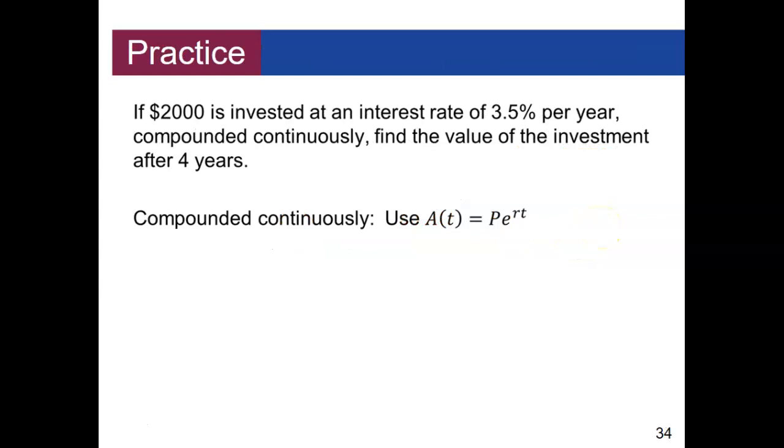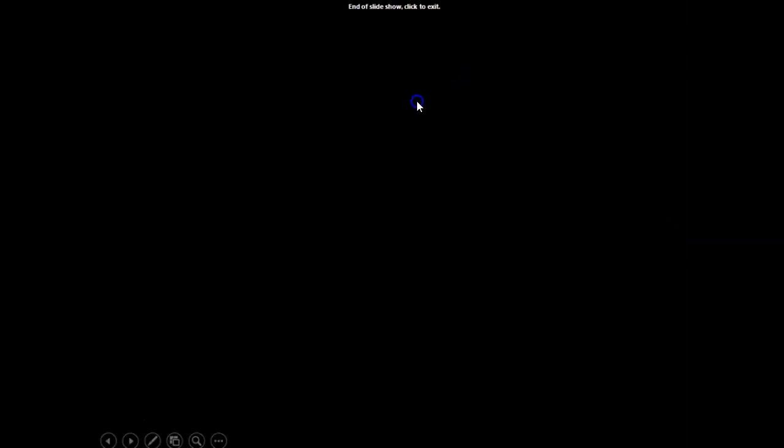All right, here's one for you to have a chance to try. Okay, again, this one is continuous, so we're going to have A of 4. This time we're looking at 4 years. Our investment is $2,000. My rate is 0.035, and my time we said was 4 years. So when I plug that in, we get $2,300.55.